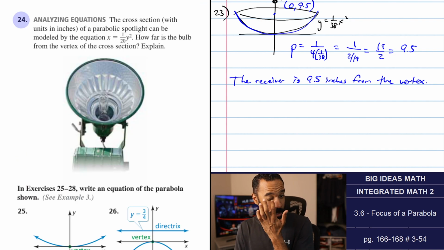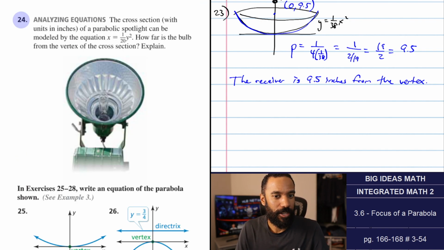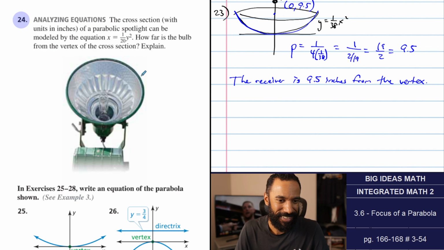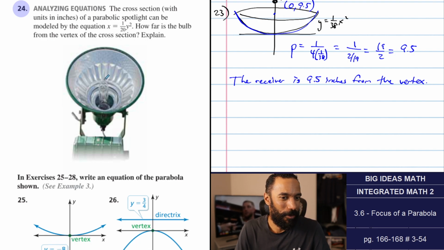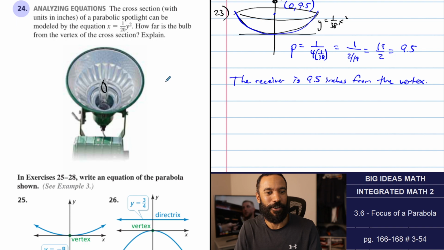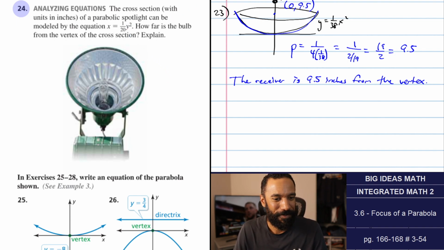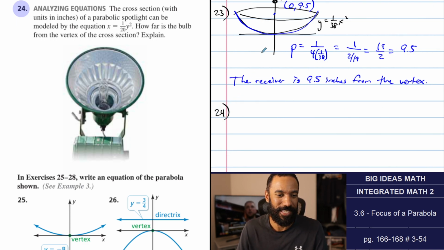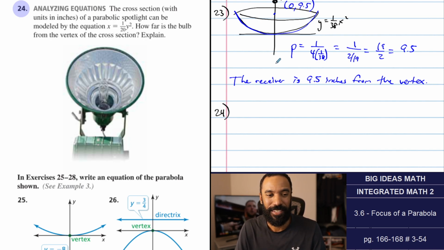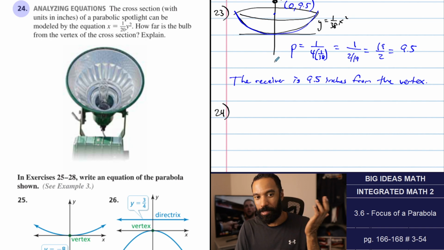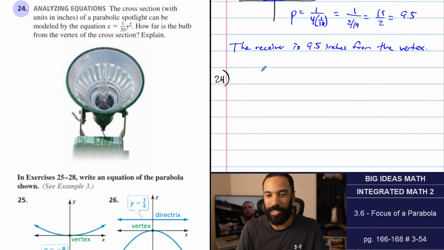Okay. Number 24. The cross-section of a parabolic spotlight can be modeled by this equation here. How far is the bulb from the vertex of the cross-section? I mean, this is the bulb, right? I don't know if that's the focus in what they're talking about. I'm really bad at these word problems because I don't know if they're just referring to the focus as that little point. How far is the bulb from the vertex of the cross-section? Okay, I'll pretend like the bulb is the focus again.